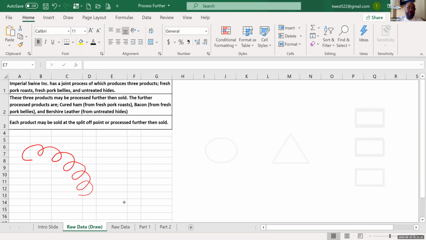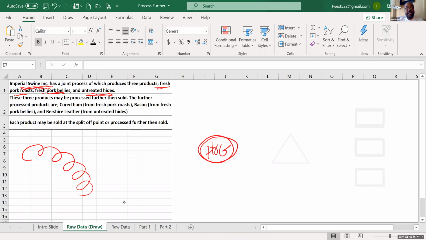So we have this Imperial Swine Company. They produce three types of products: fresh pork roast, fresh pork bellies, and untreated hides. The primary input is a hog. So this is where it comes into the process. You've got your hog. Great, then what happens?